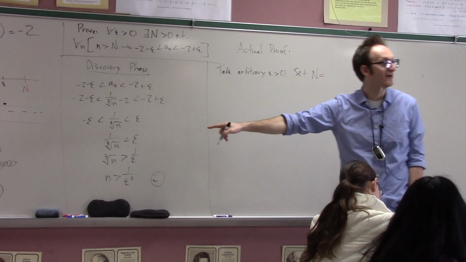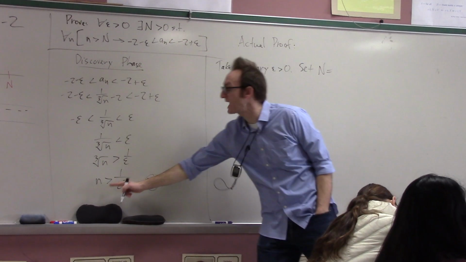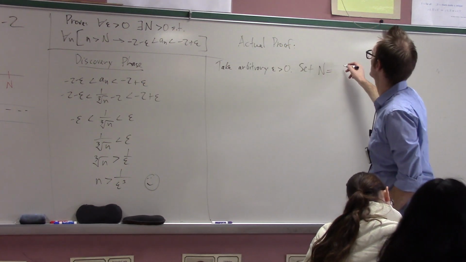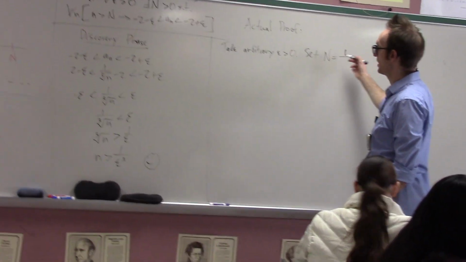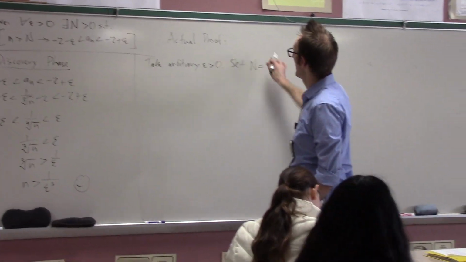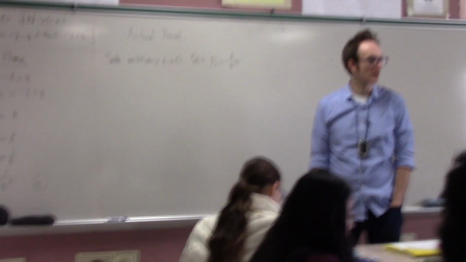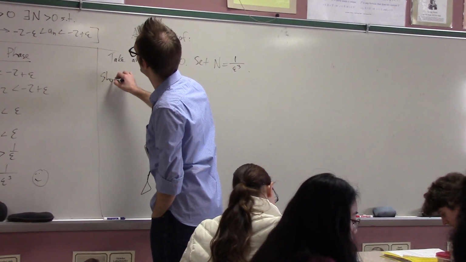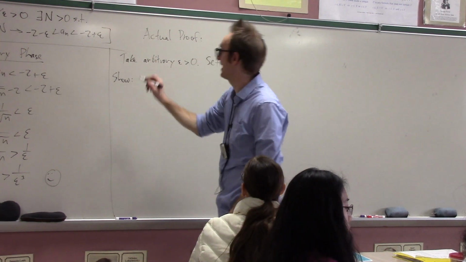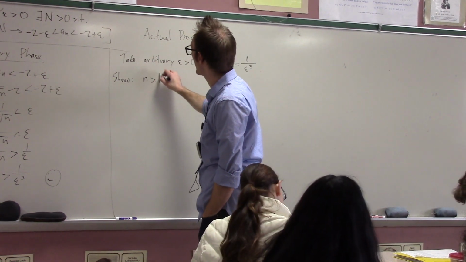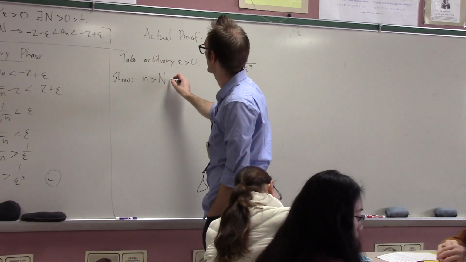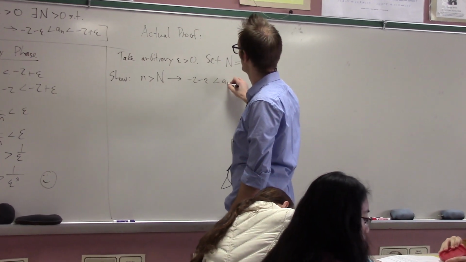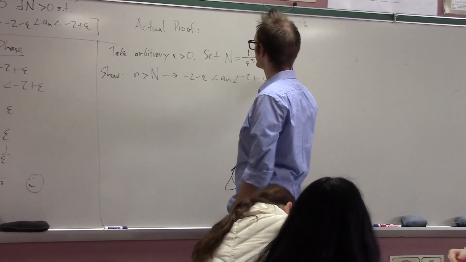Well, that's what we just discovered, right? We discovered that this is how far out I have to go in order to make my thing true. So I'm going to set n to be 1 over epsilon cubed. And now I think it's all going to work. And what do I mean by it's all going to work? Well, the claim that I'm making is that if I go out past this number, big N, then the thing that I want to be true will be true.